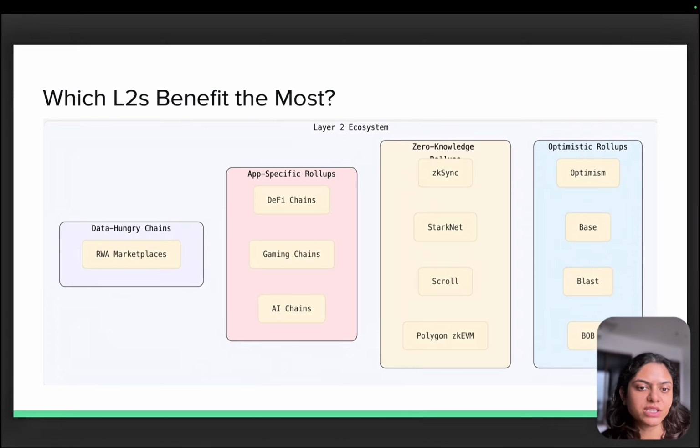The gaming heavy chains, ZKVM rollups with heavy DA usage, and general purpose chains like Base, Optimism, or Arbitrum. The ones posting the largest batches gain the biggest fee reductions. That all L2s benefit from the Fusaka.